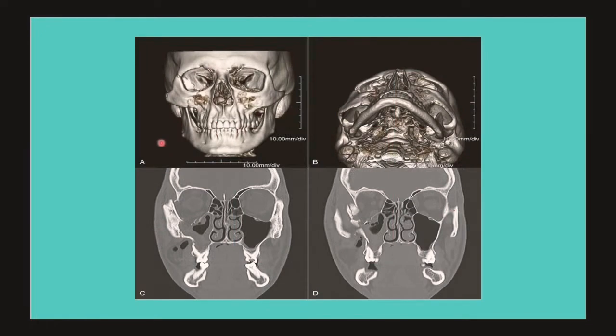In this 3D CT scan, you can see a well-demarcated zygomatic complex fracture, and in these coronal views, you can see a zygomatic fracture involving the orbit.